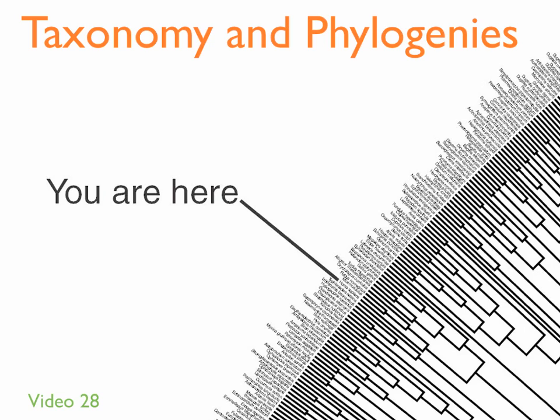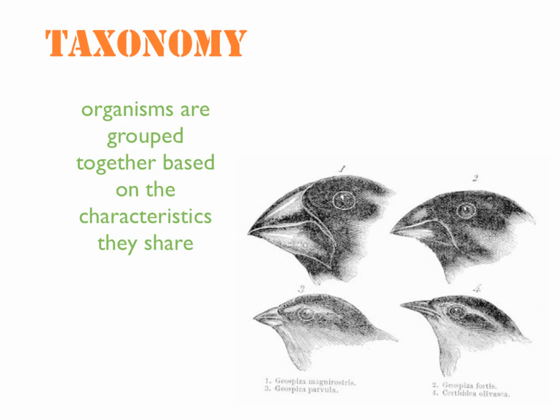Today's video is about taxonomy and how to create a phylogenetic tree. Let's begin with the word taxonomy. Taxonomy is the scientific process of putting organisms into groups. Generally, organisms are grouped together based on the characteristics they share.